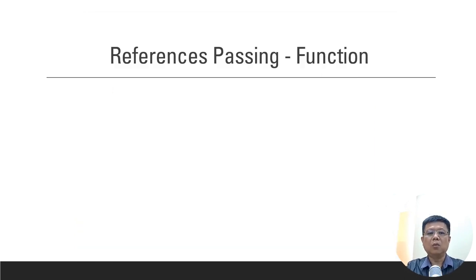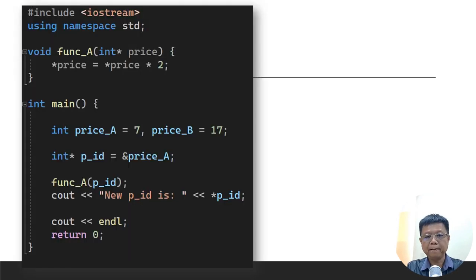Right. So when we have a pointer, we can use it in functions, any function. Consider this, a simple example where we have integer price_A, a normal variable with a value of 7. And then we have another variable, which is price_B, the value is 17. We created a pointer p_id, and then it is pointed to the address of price_A. So my pointer is now having a value of 7. Actually, it is pointed to the address, but it will have a value of 7.